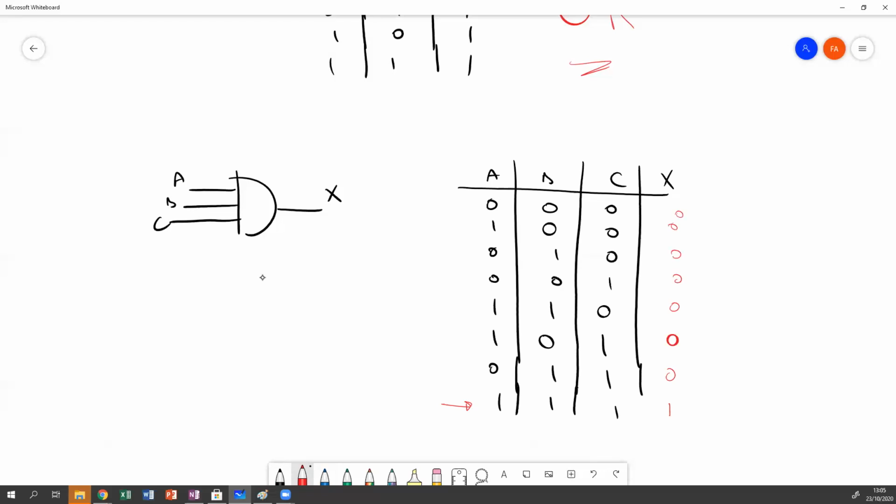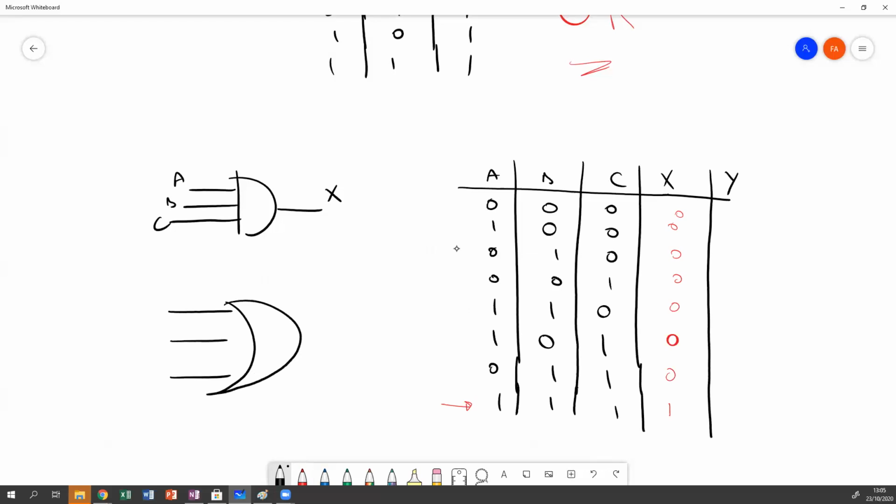Let me do the same thing for the OR gate. I have another column, which I call Y. What is Y? I have A, B, C, but I have an OR gate. Here is Y, the output. The output is 1 when at least one of them is 1.